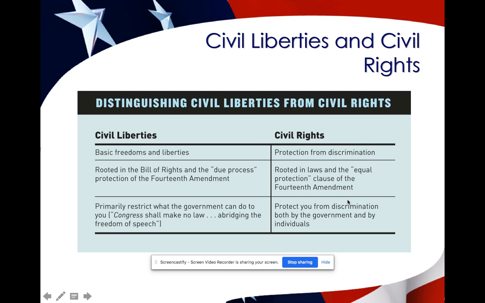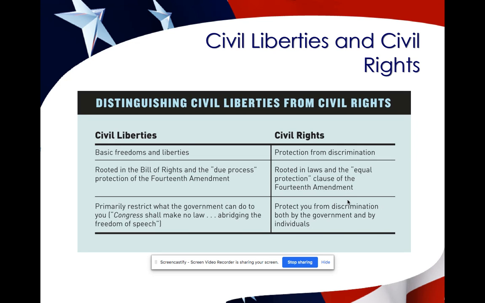So here's a nice little chart on distinguishing civil liberties from civil rights. Civil liberties on your left, your basic freedoms and liberties, things like freedom of speech, search and seizure of the Fourth Amendment. You're not supposed to be searched without probable cause or perhaps a warrant. So those are some of your civil liberties. Most of them got expanded by the 14th Amendment. We'll talk about how in a little bit. And they're primarily set up to restrict the government from doing things to you.